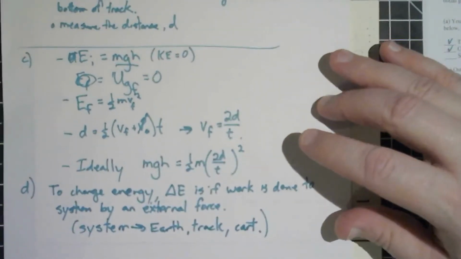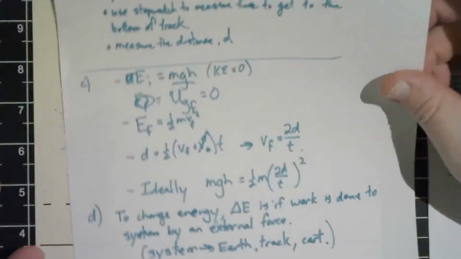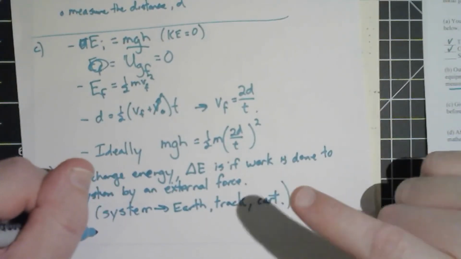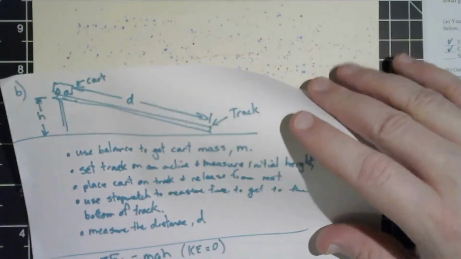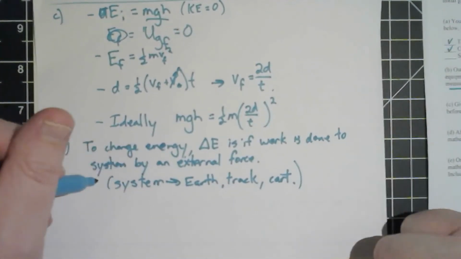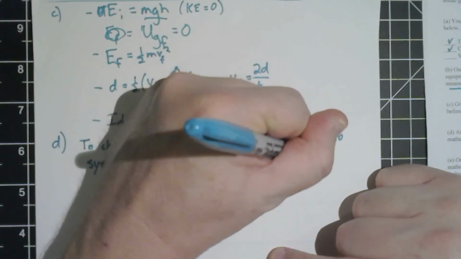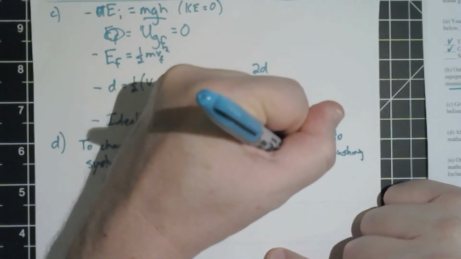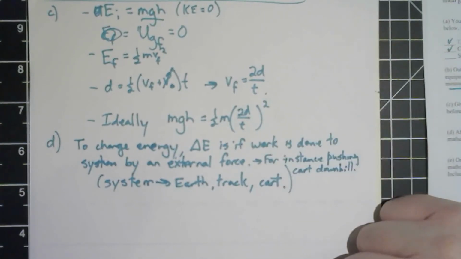All right. So the question is, how did this system gain energy when we've already taken into account the Earth, the track, and the cart? Well, the only way it could have gotten energy is if work did something to it. So where did that work come from? Maybe it was something as simple as you accidentally gave the cart a push when you released it. Instead of just dropping it from rest, maybe you pushed it down the hill, in which case it would have more energy than what would be predicted. So you have to explain how this external force is happening. So you'd say, for instance, pushing the cart down the hill. That would be one way for that system to gain energy, right?